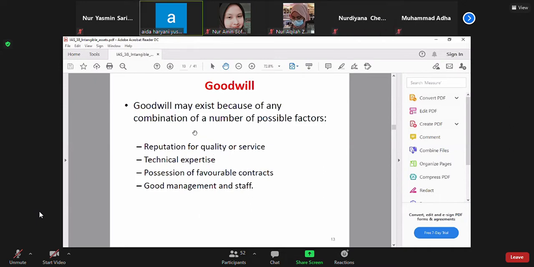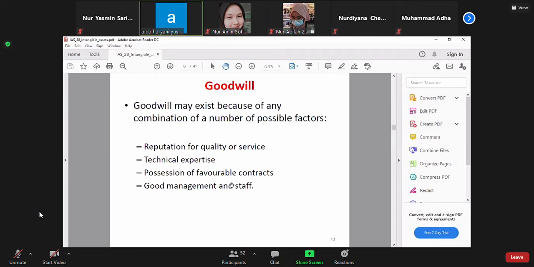Okay. For goodwill, goodwill may exist because of any combination of a number of possible factors. So goodwill, I don't know what I can translate goodwill to. What is goodwill? Ihsan is its name, if I'm not mistaken. It arises because of reputation for quality or service. Okay, so that's why suddenly it has goodwill. There is technical expertise because of that. Possession of favorable contracts. Okay. Good management and staff. So these are the things that give rise to goodwill.